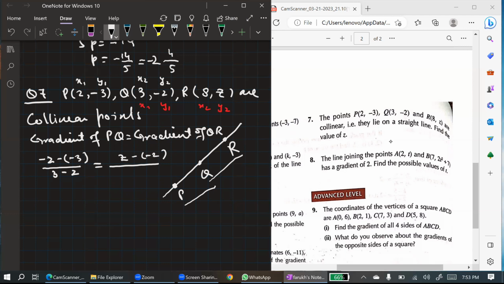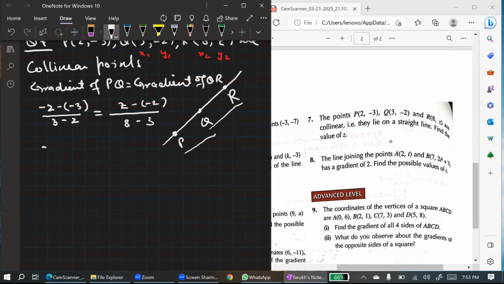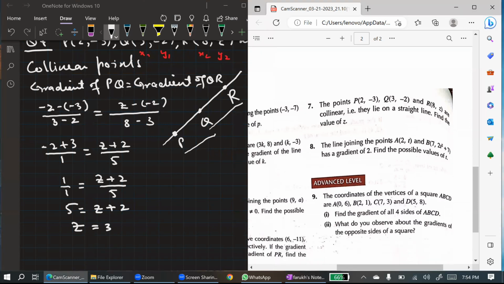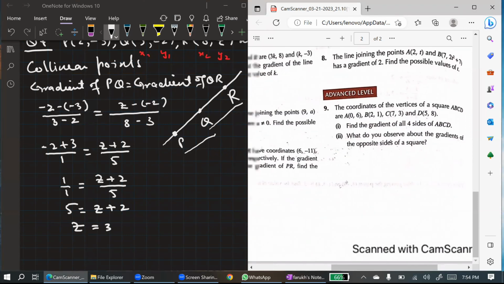Z minus minus 2 over 8 minus 3. Minus 2 plus 3 over 1 is equal to Z plus 2 over 5. 1 over 1 is equal to Z plus 2 over 5. 5 is equal to Z plus 2. Z is equal to 3 is the value of Z when points P, Q, and R are collinear points. Now I will attempt one question from the advanced level.